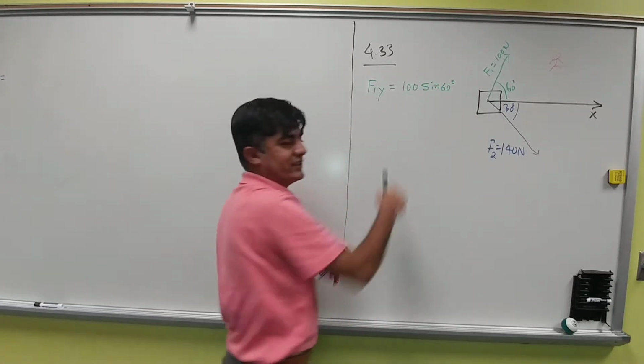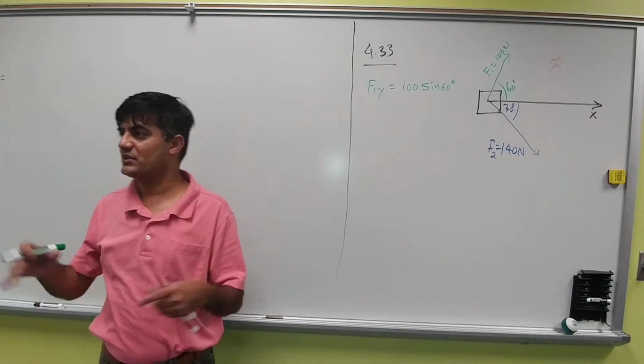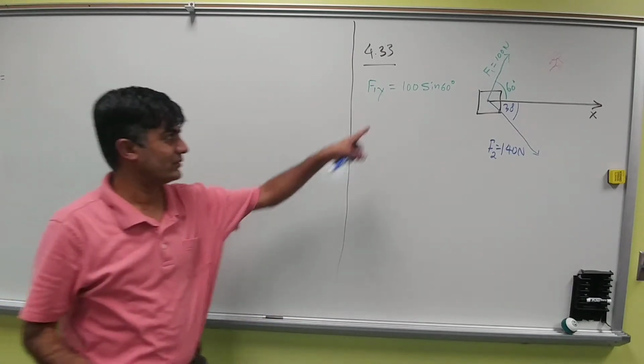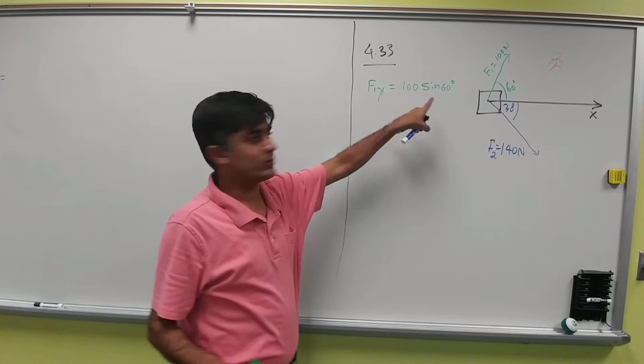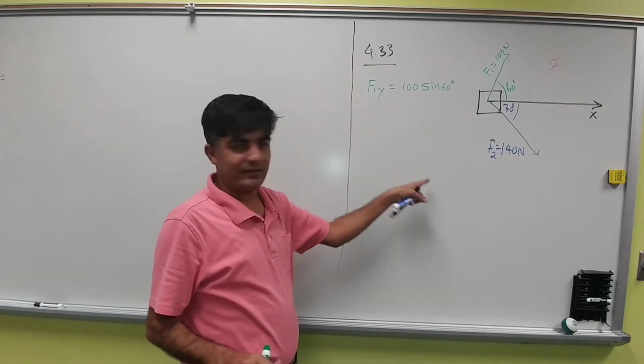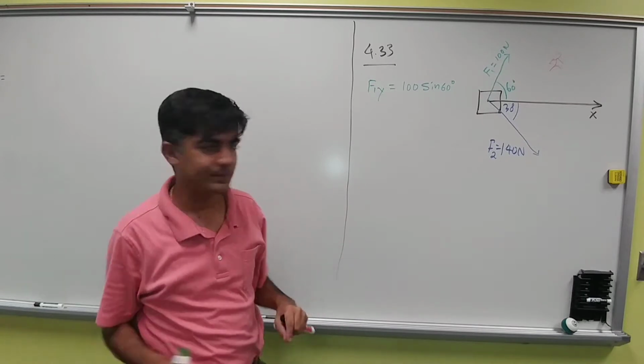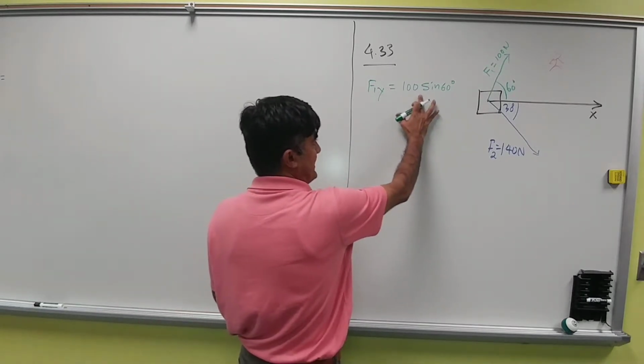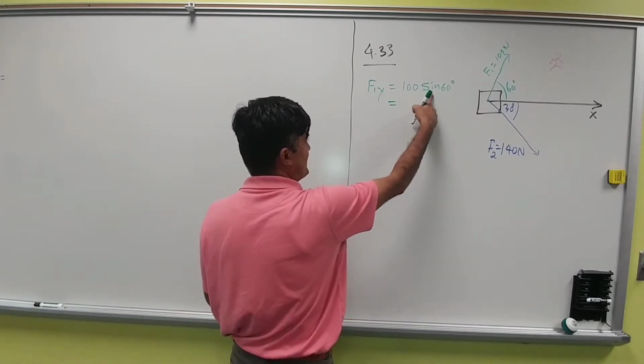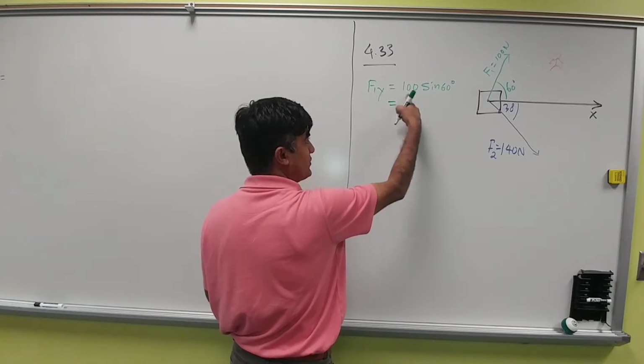By the way, there's Newton here. We have done so many times using the units, right? So I'm not worried now. All I do is write the unit at the end. So 100 Newton times sine of 60. Sine 60 is 1/2, right? So this will be 50.